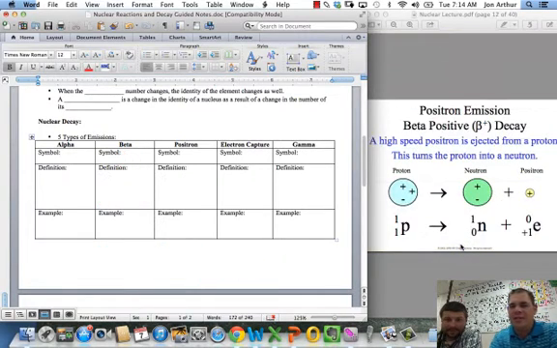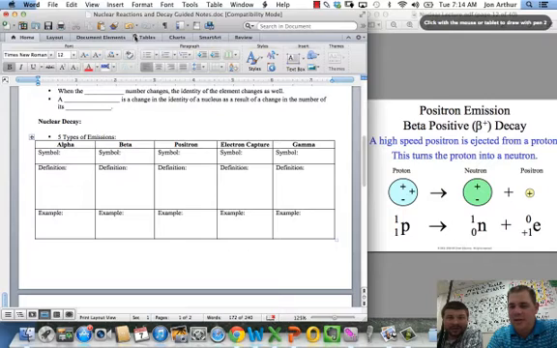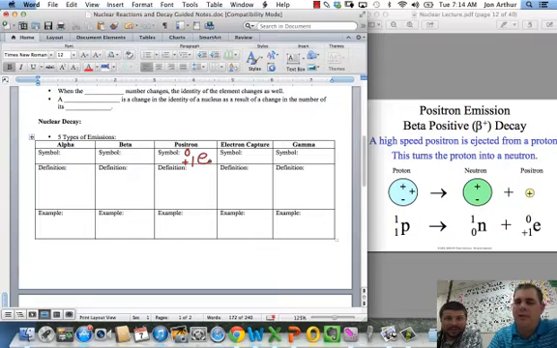That's a beta. Here's positron emission, the next one. Positron is just the same exact symbol as a beta, except it's a positive 1 e, not a negative 1 e. So the same thing's happening. The neutron is just ejecting a positive sign this time.